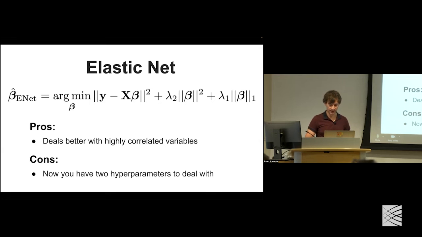One of the cons, though, is that you now have two hyperparameters to deal with. Typically, these hyperparameters are chosen using some sort of cross-validation. So that becomes a bit more expensive because you have to search over some grid of two hyperparameters. And it still retains some of the other problems with the lasso, like difficulty of computing p-values, for example.